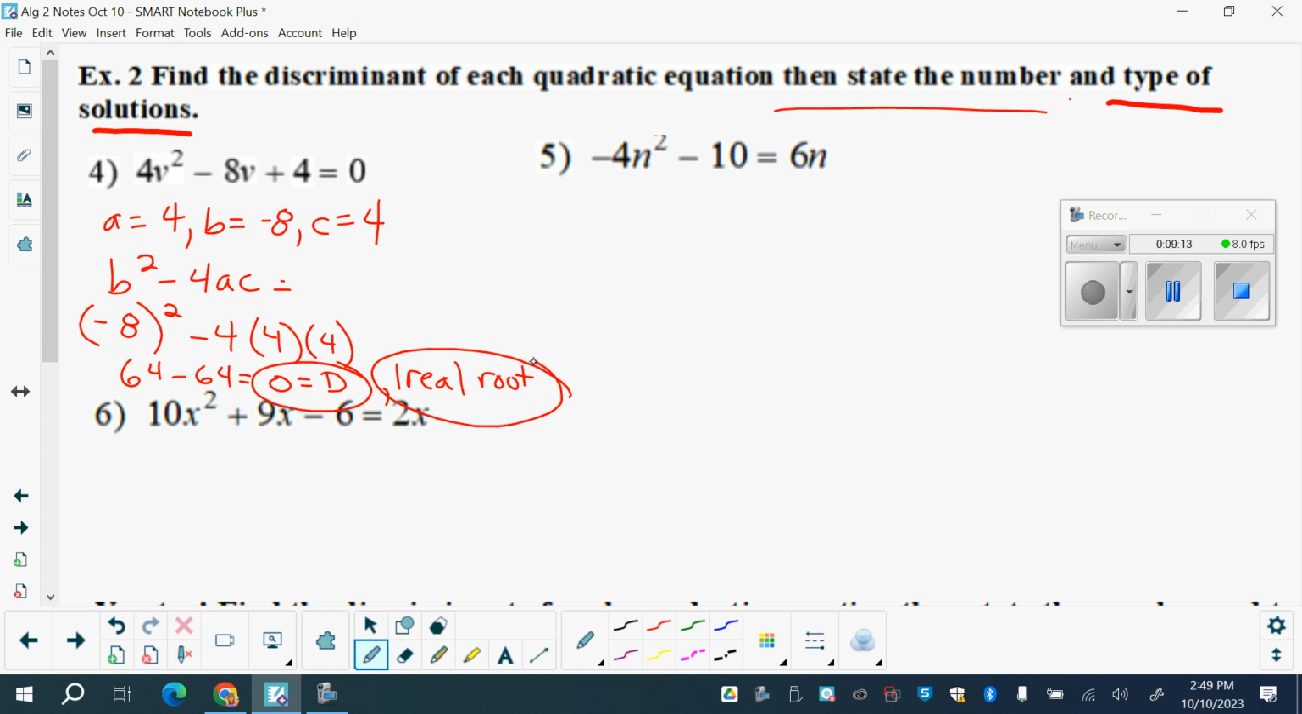Okay, what about number 5? Is that in standard form? No. Okay, so what do we do to get it in standard form? In this case, we could subtract the 6n. I'm going to make it so that my A is positive, so I'm going to add 4n squared. For the discriminant, it's not going to make a difference. And we get 0 equals, what goes first, the 4n squared or the 6n? 4n squared plus 6n plus 10. And so, Nate, what are my A, B, and C?